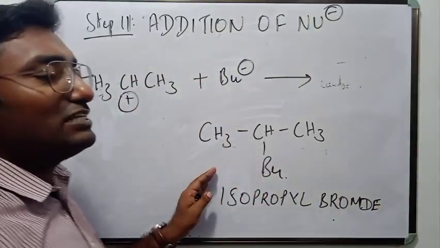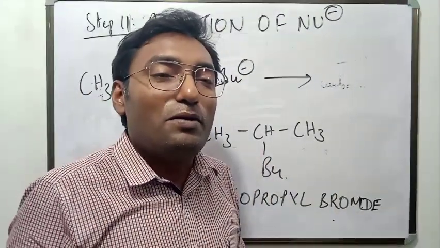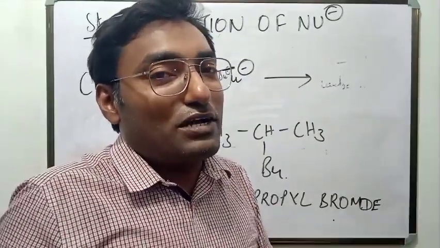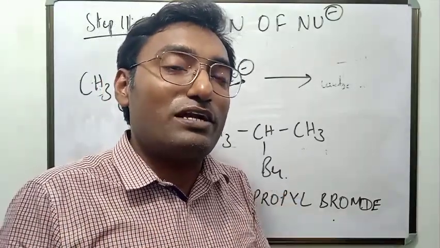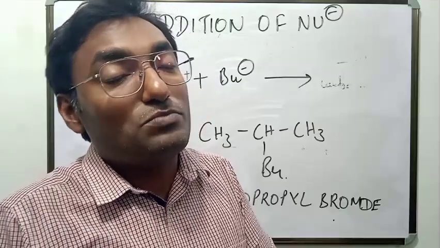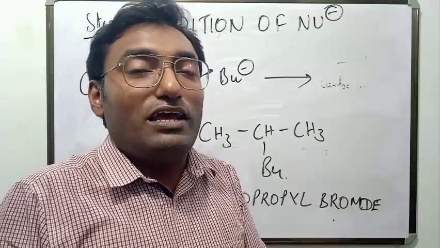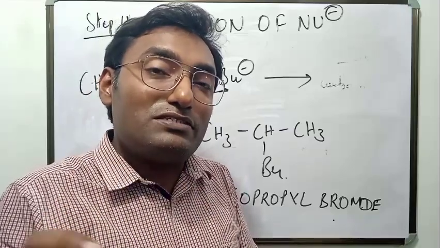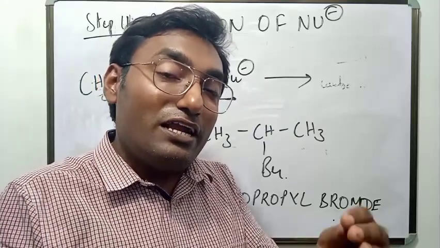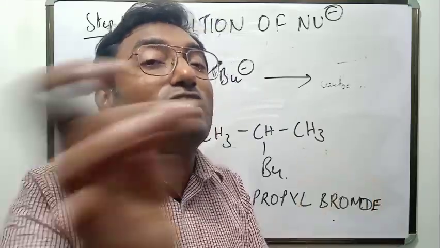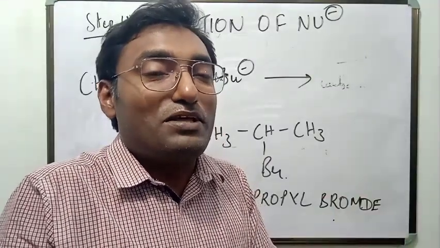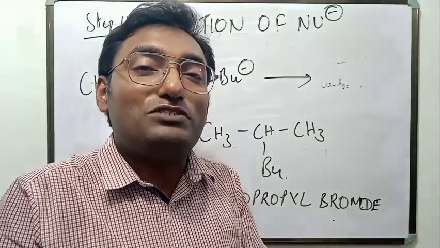And why did we get isopropyl bromide as the major product? Because we got secondary carbocation as the major carbocation. And why was secondary carbocation favored? Because it was more stable. It is more stable than the primary carbocation. And how will this secondary carbocation be formed? If H plus goes and attacks that carbon which already has a higher number of hydrogen atoms. So this is why Markovnikov stated this rule.